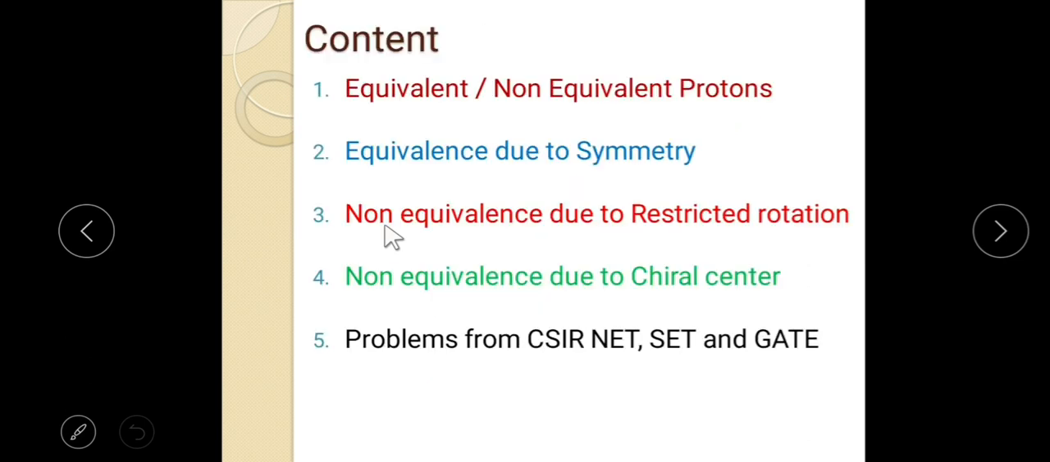We will see what are the equivalent and what are the non-equivalent protons according to chemical equivalence and magnetic equivalence. Also we are going to see how equivalence appears due to symmetry, and we are going to cover the non-equivalence due to restricted rotation around double bonds. The fourth point is non-equivalence due to the presence of a chiral center, that is diastereotopic protons. And lastly, some problems from previous CSIR NET examinations.